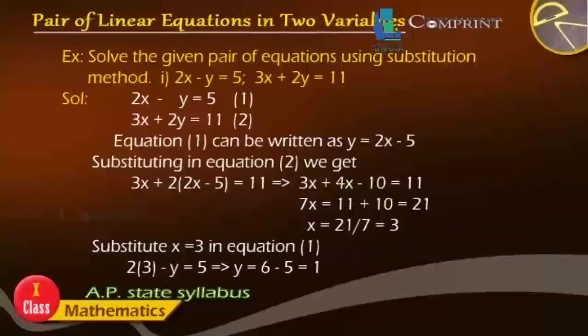Substituting in equation 2, we get 3x + 2(2x - 5) = 11, so 3x + 4x - 10 = 11. 7x = 11 + 10 = 21. x = 21/7 = 3. Substitute x = 3 in equation 1: 2 × 3 - y = 5, so y = 6 - 5 = 1.